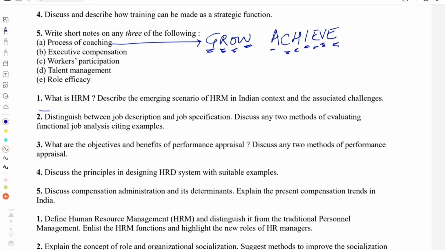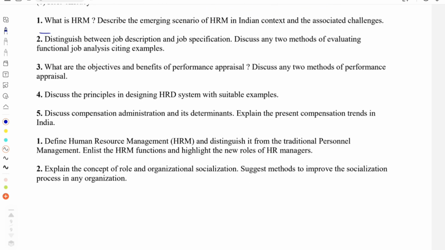We've already discussed. Discuss compensation administration and its determinants. Explain the present compensation trends in India. So, this compensation administration is a segment of HRM which focuses on the planning, organizing, and controlling the direct and indirect payments, okay, employees receive for the work they perform, right? So, there are four components of compensation, that is the guaranteed pay, that is salary, allowances. Then we have the variable pay, the benefits, and equity compensation, okay. So, remuneration is a term that we often use to refer to total cash compensation or total compensation.